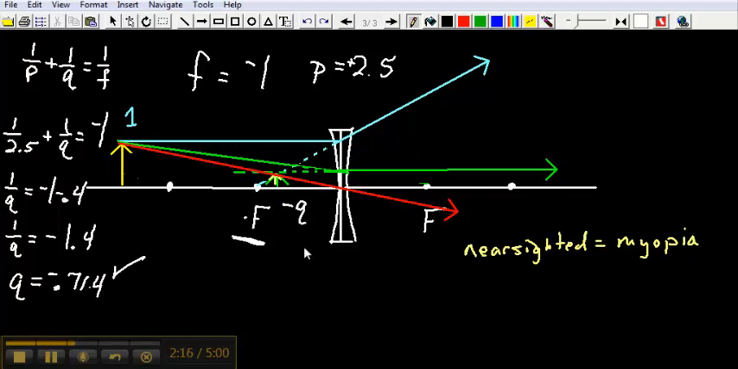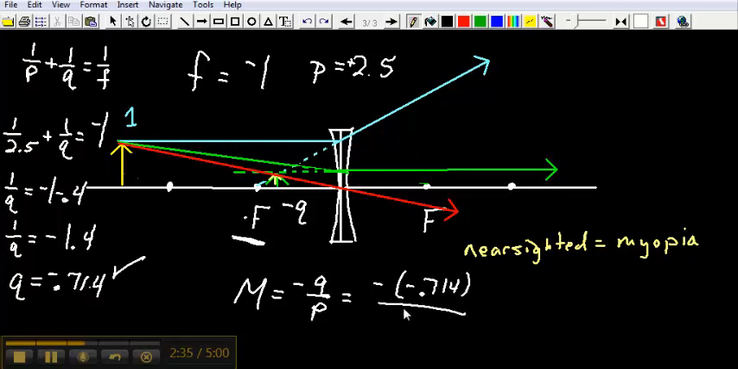All right, now the next thing we can do is magnification. So let's look at that. Magnification is going to be negative Q over P, just like before. Okay, so we do a negative times a negative 0.714 divided by 2.5, right? So that's 0.714 divided by 2.5. And we get about 0.2856.